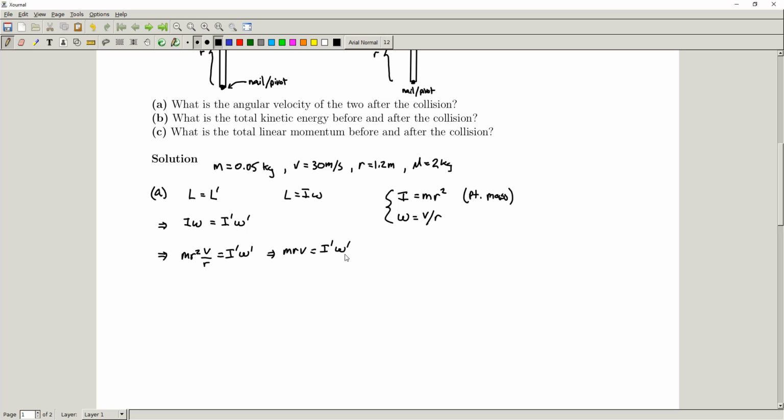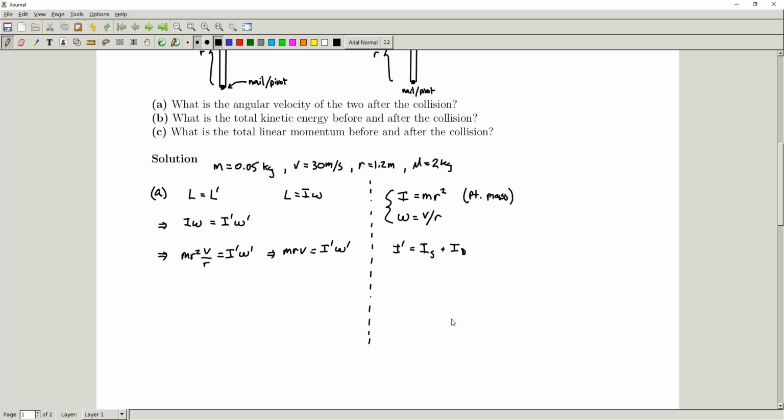Okay. But what's I prime? So I prime is our moment of inertia after the collision. And we know that this is a perfectly inelastic collision, so we're going to have the two objects here sticking together and then moving off together, right? So we really have to consider that, and maybe I'll draw a line here. We really have to consider that I prime is going to have to be the moment of inertia of our stick plus the moment of inertia of our disk, right?